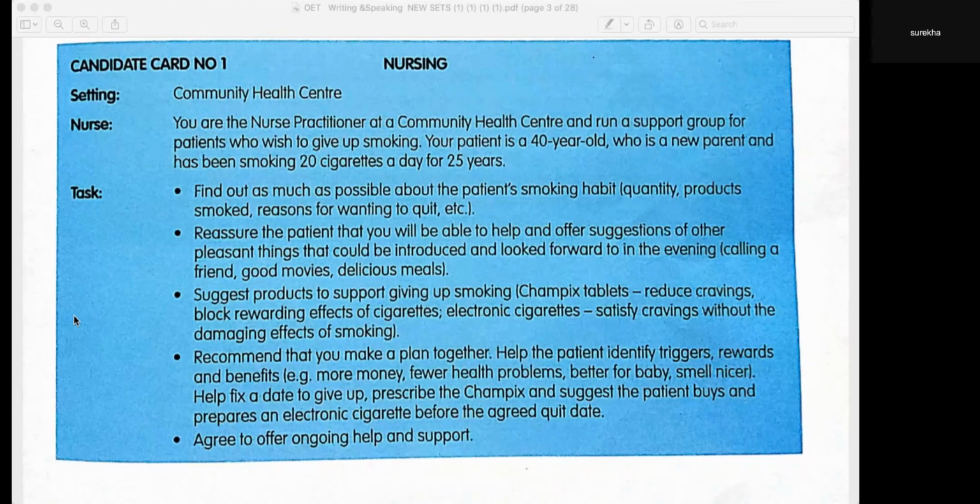Actually, I'm here to inquire about the support group. I want to give up smoking. That's why I'm here to inquire more about it. Okay. Okay, Miss Mary, can you tell me about your smoking habits? How long have you been smoking? It's been 25 years. Okay.